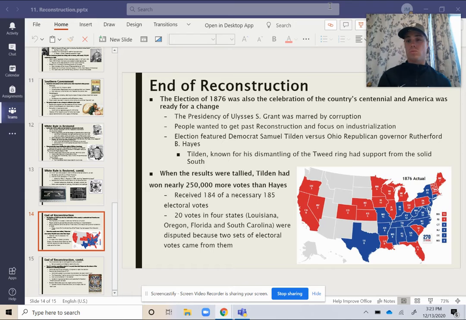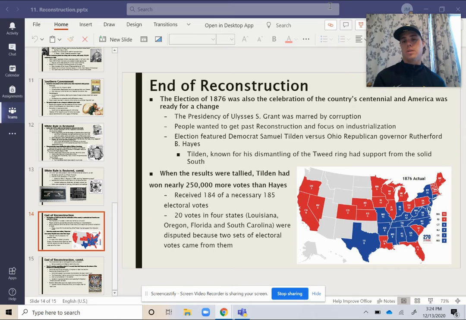People are sick of the Republican administration led by Grant, marred by corruption, as we'll see in our next chapter. People really just want to focus on the economy. And as we're going to see in our next chapter as well, industry is booming following the Civil War, and people are just focused, particularly in the Northeast, on making their money. And people just don't want to do Reconstruction anymore. It was a great thing while it lasted to a lot of Northerners, and they just don't care anymore.